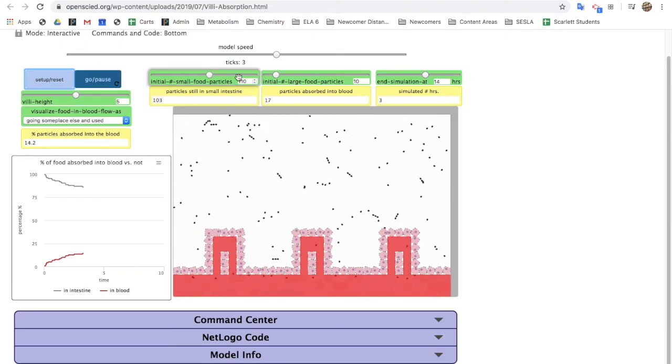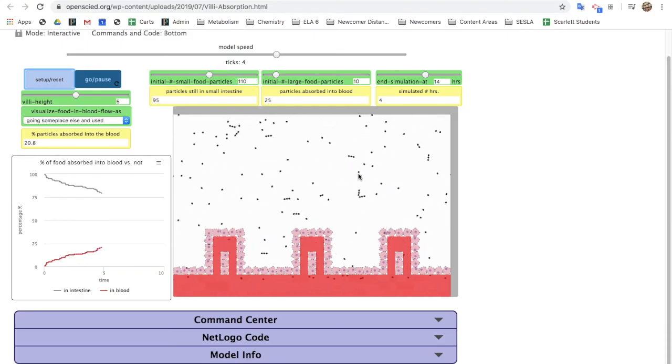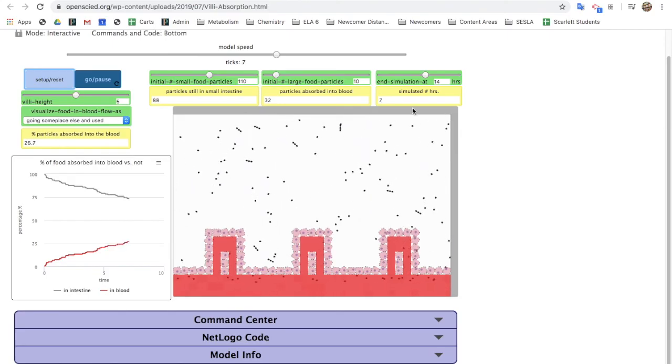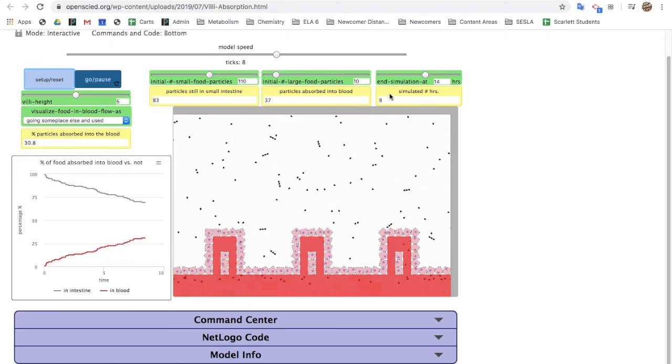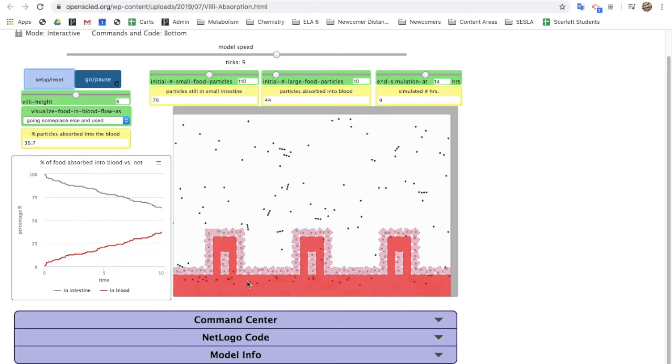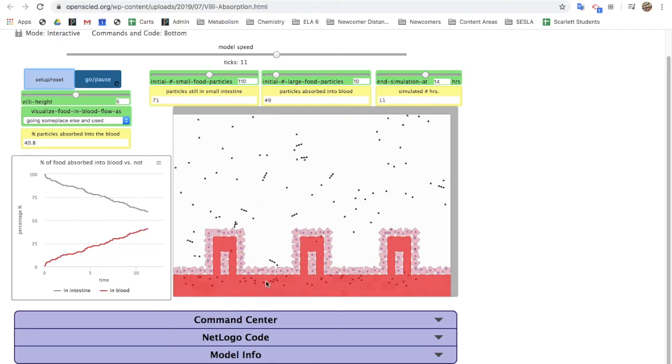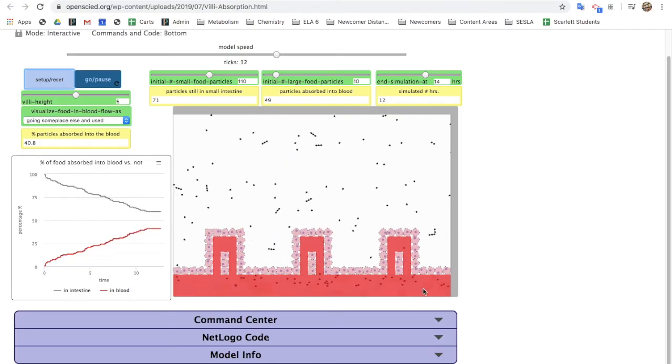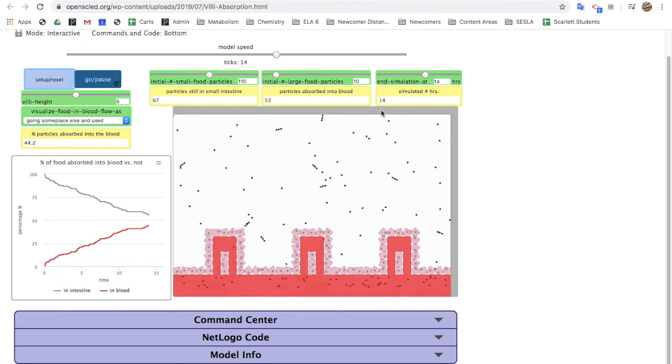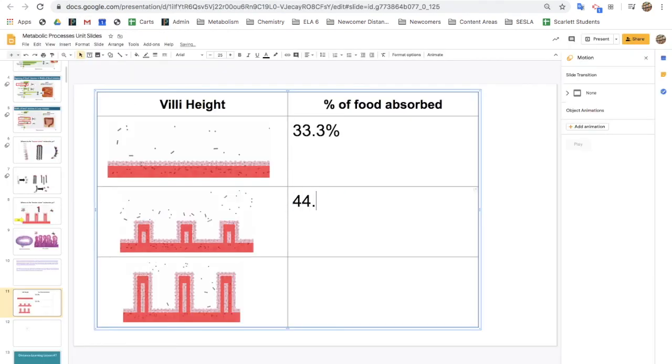Now the villi height is 5. We started with the same number of small food particles in the small intestine, and our simulation is still going for 14 hours. But you can see that many more of the food particles are getting absorbed into the bloodstream this time. It's been 14 hours. This time, 44.2% of the particles were absorbed into the blood. 44.2% when the villi height was 5.